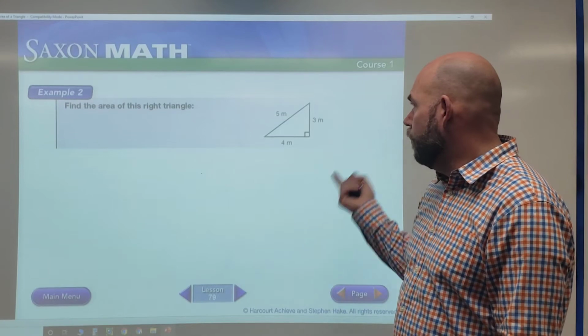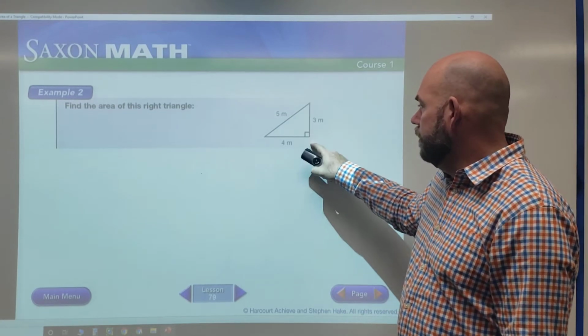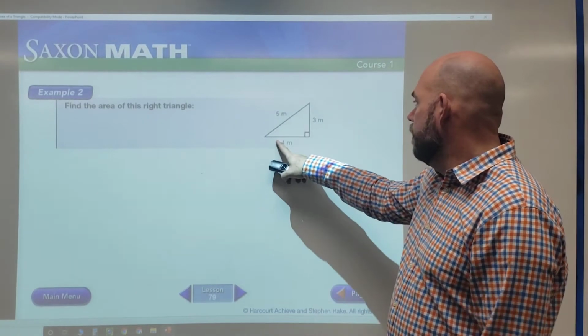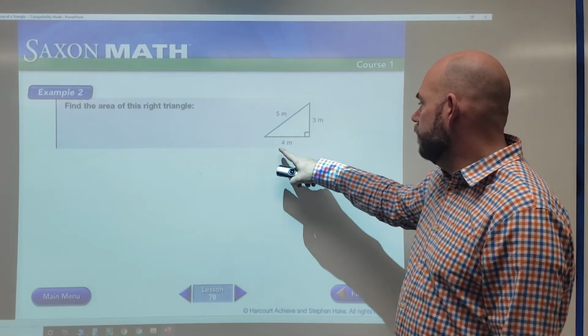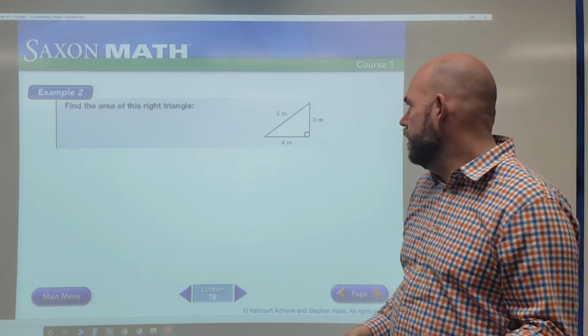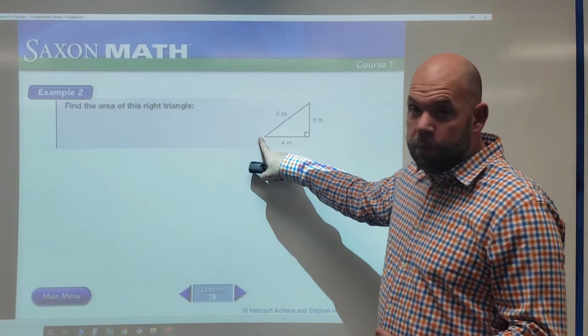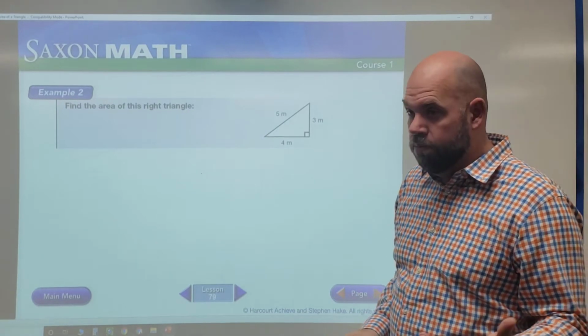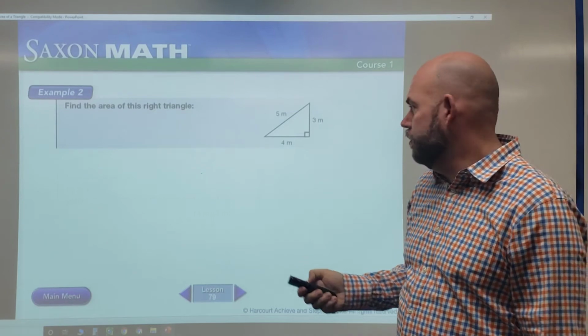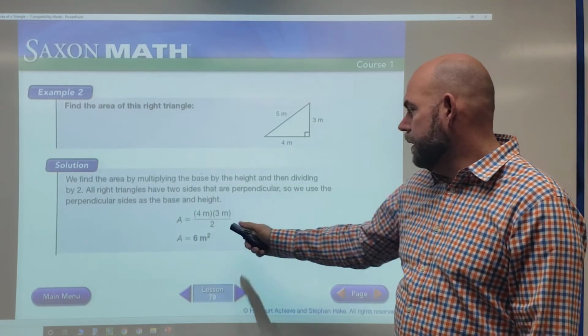Find the area of this right triangle. So height, base, don't care about that one. All we care about is base and height. 4 times 3 is 12, and meter times meter is meter squared. So we have 12 meters squared, which is what a square or a parallelogram would be, but we need to divide that by 2. So we take 12 divided by 2, and we get 6 meters squared.